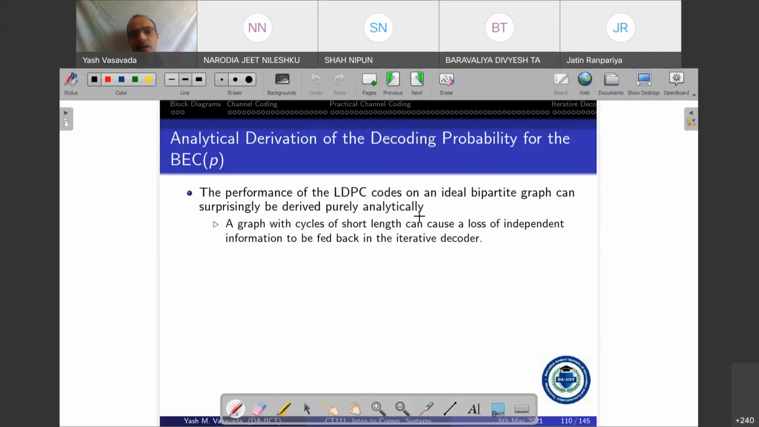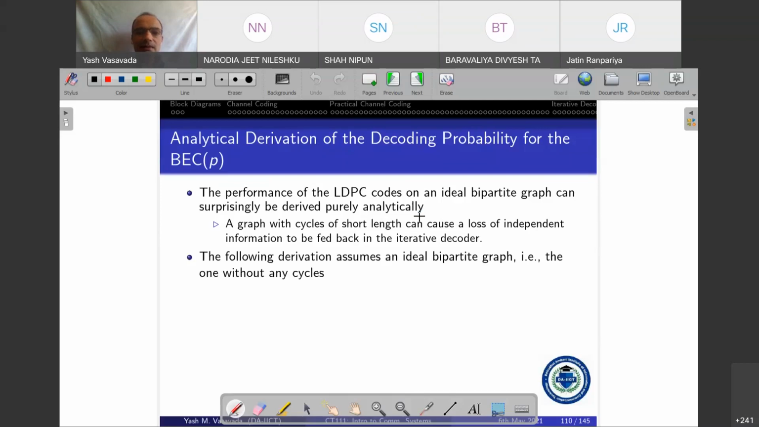Now, one assumption in this analysis is that we are assuming that the LDPC code has an ideal bipartite graph, meaning that the graph has no cycles. Okay, so what do I mean by cycles? And so for that, I'm going to again try sharing more picture.